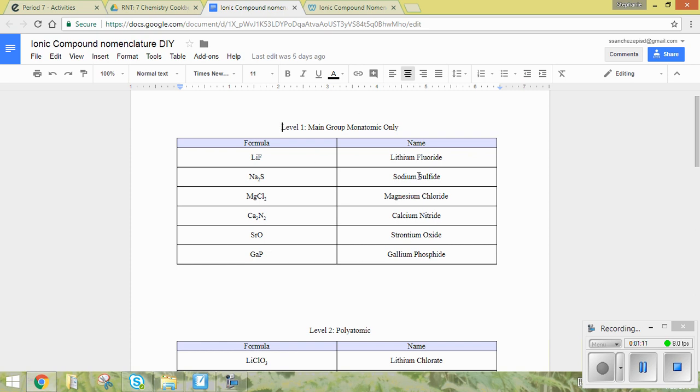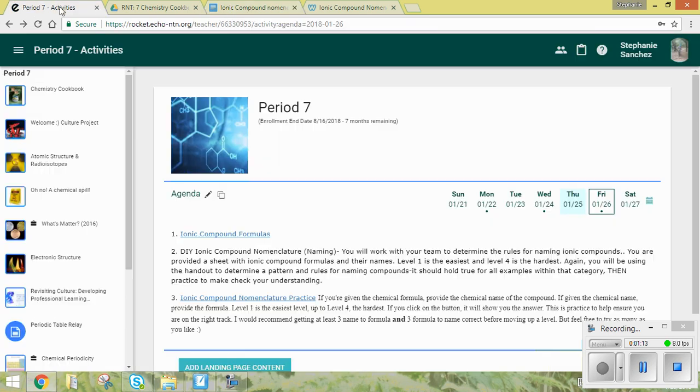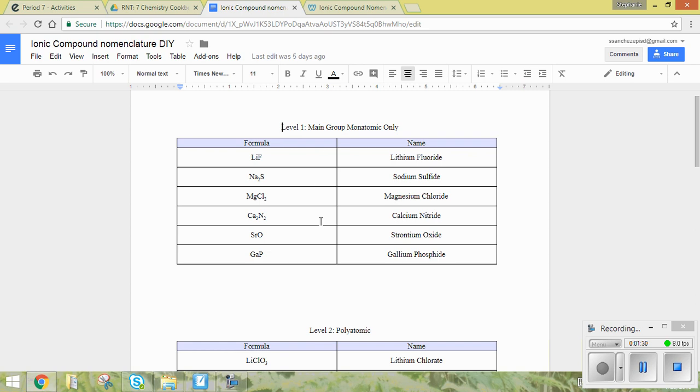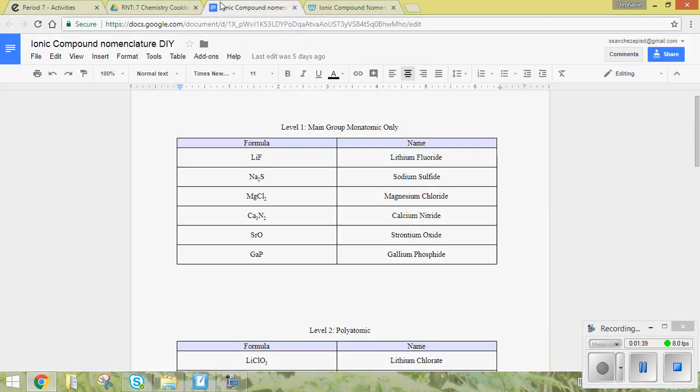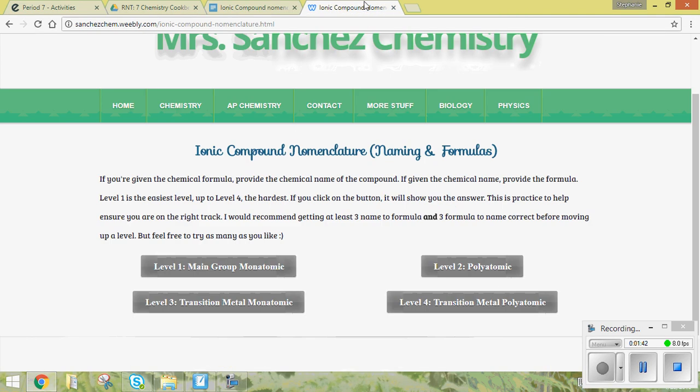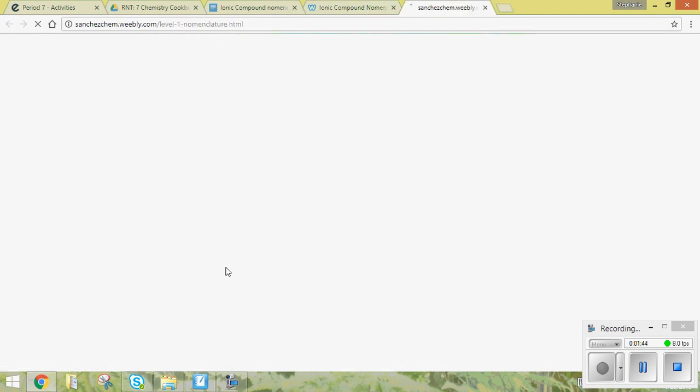Once you think you understand that pattern or rule, the third thing on your agenda is ionic compound nomenclature practice, and it's a link. The instructions are written there, but I'm also going to just tell you exactly what to do, because yesterday the students had a hard time understanding that I wanted them to figure out first before they practice, and they went straight to practice and then had no idea what they were doing. So when you click on that link for practice, it takes you to this page. So once you figure out level 1, you go to that page and you click on level 1.